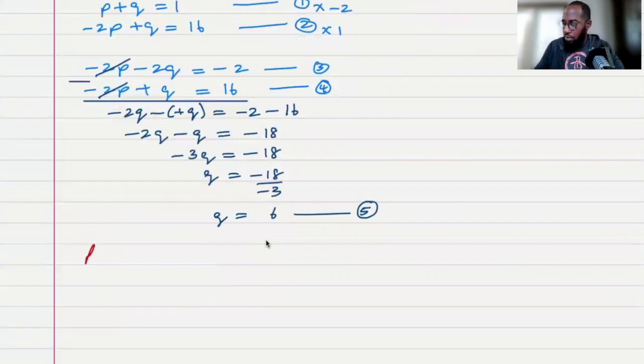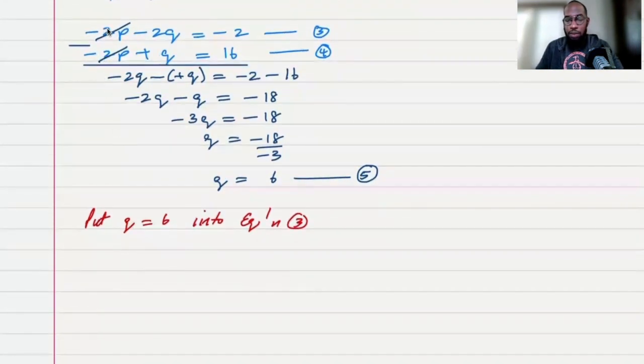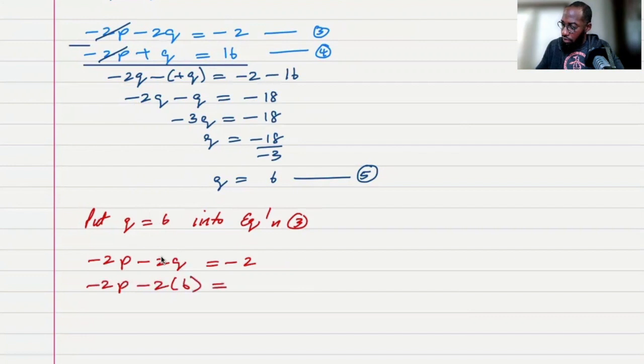Now we have to put q equals 6 into equation 3. You can put it in equation 1, equation 2, or equation 4, and you should get the same answer. For consistency's sake, if you're looking for a format, I like to always put it in equation 3. All right, so I write down my equation 3 first, which is this here, negative 2p minus 2q. And then I'm going to substitute wherever I see q, I'm going to put 6. So I have negative 2q, which means negative 2 times q. So if 6 equals q, it will be negative 2 times 6. Brackets mean multiplication.